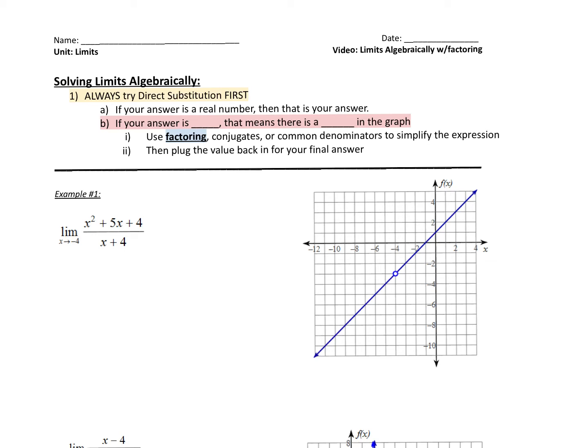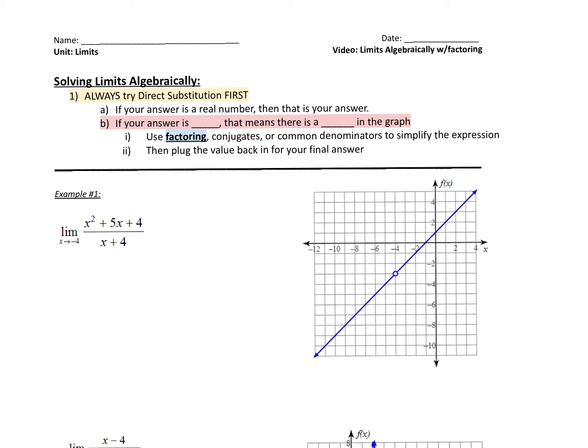Hi everyone. In today's lesson, we're going to talk about how to find limits algebraically when using factoring. So as we did yesterday, we're always going to try direct substitution first. And if your answer is a real number, then that's your answer. But today, we're going to have scenarios where you don't get a real number. So we're going to get something that's called an indeterminate form.